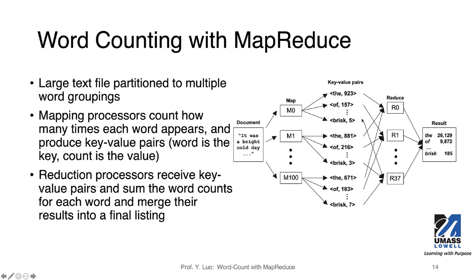In the next stage, the reduction processors will receive the key value pairs from the mapping processors. So in this case, for example, R0 receives all the counters with the key V. So the reduction processors will receive the key value pairs and sum the word counts for each word and merge the results into their final listing.